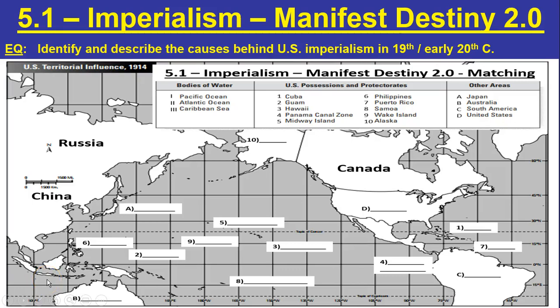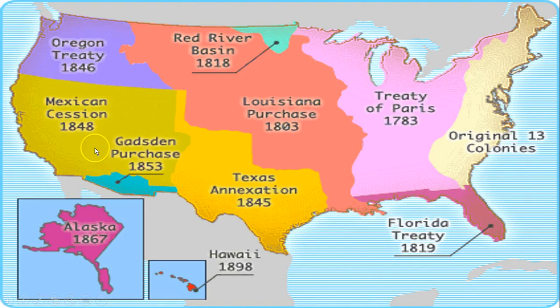All right, here's Unit 5, first lesson, Manifest Destiny 2.0, expanding into the West. Causes behind imperialism, effects, a little bit later on. Complete this map. It's just a mapping activity. You'll see them up here, numbers, letters. Go ahead and write in the oceans. No spots for them. Go ahead and draw them in.